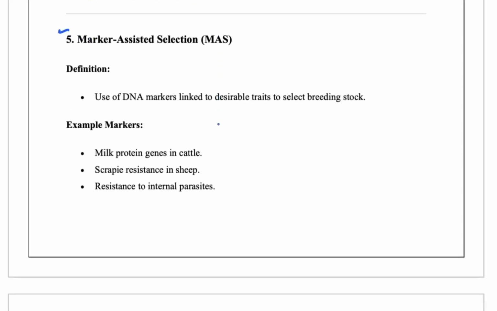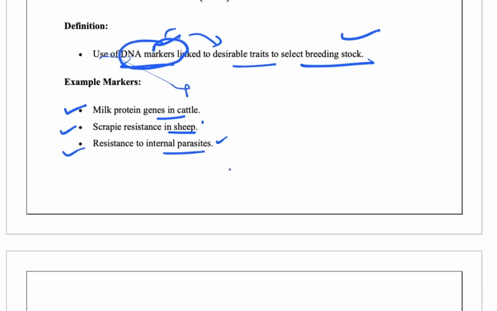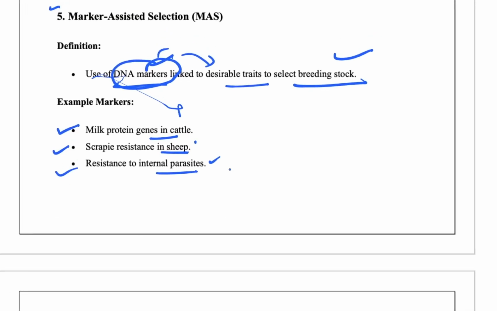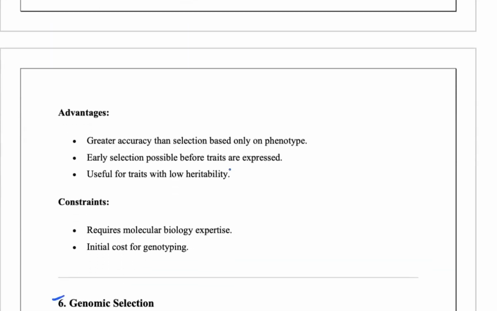Next one is marker assisted selection, that is MAS. This basically uses the DNA markers linked to the desired trait to select breeding stock. So you are using what? DNA markers which are linked to your desired trait. Example markers are a milk protein gene in cattle, and scrapie resistance in sheep. You have resistance to internal parasites in both cattle and sheep. So these DNA markers are selected, which are linked to the desirable trait.